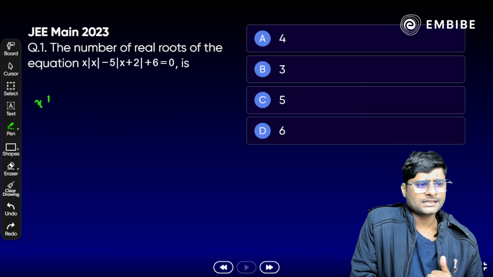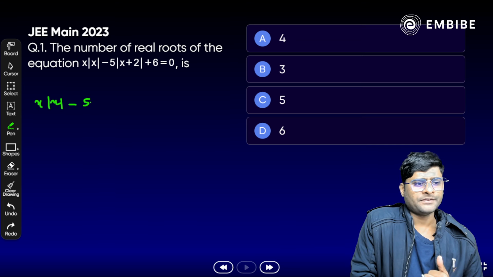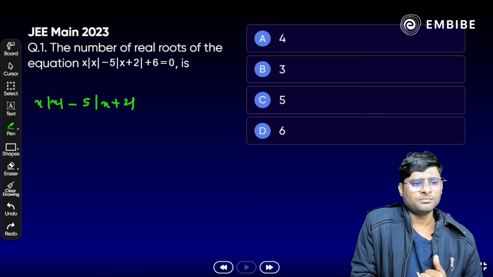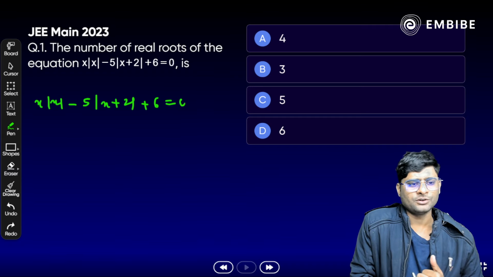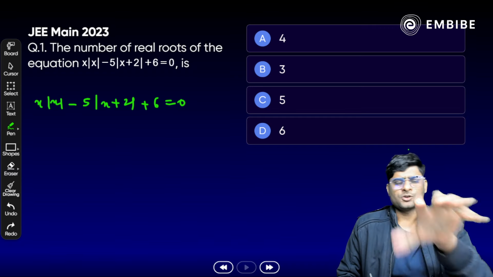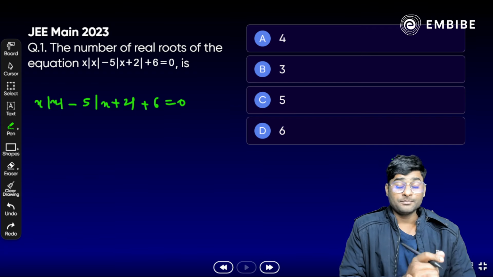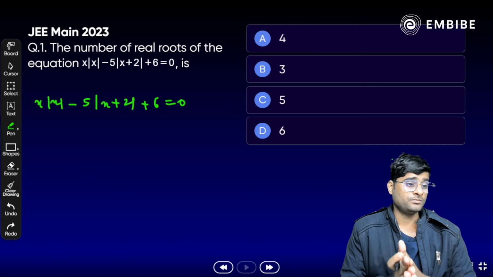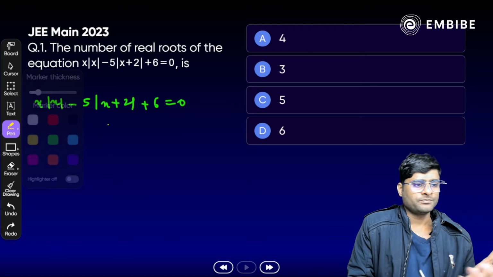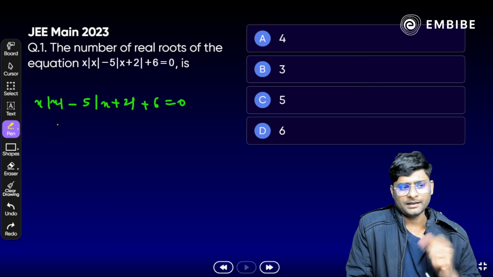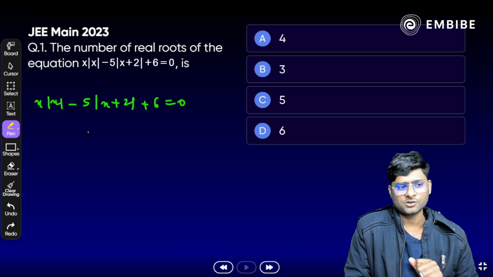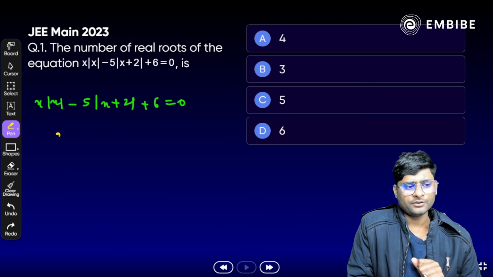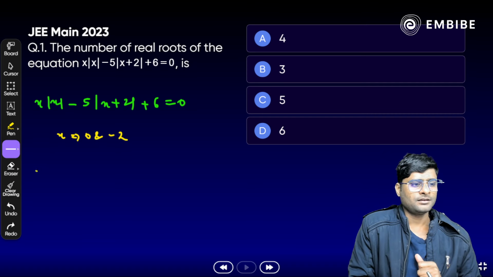We have x|x - 5| + 2|x + 2| + 6 = 0, correct. So what do we find first? Since there are mods, obviously plus or minus is applied depending on the case. Let's find out the critical points here. At x = 0 the first mod's value is 0, and x = -2 obviously, so we have critical values, that is 0 and -2. So try to draw a number line here.